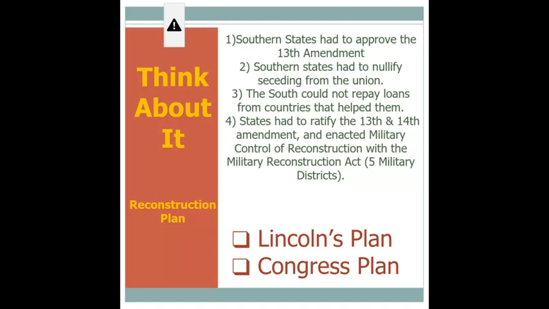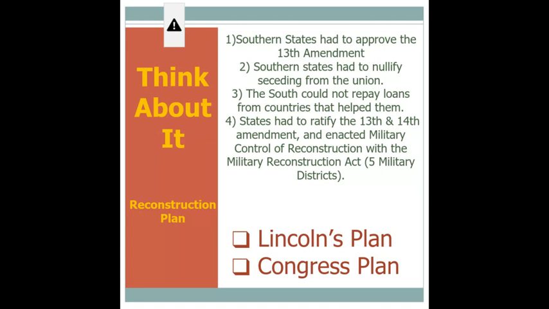Number 4, states had to ratify the 13th and 14th Amendments. So remember, 13th Amendment is slavery, 14th Amendment is citizenship, 15th Amendment is the ability to vote. So think about this. You have to be free before you can become a citizen, and you have to be a citizen before you vote. So free men vote. As long as you know the 13th Amendment abolished slavery, you should be able to figure out what the rest of the amendments mean.